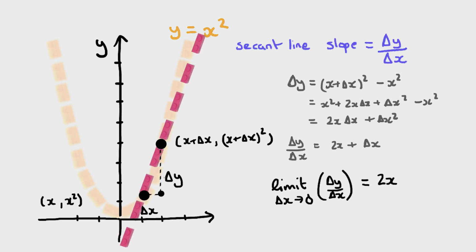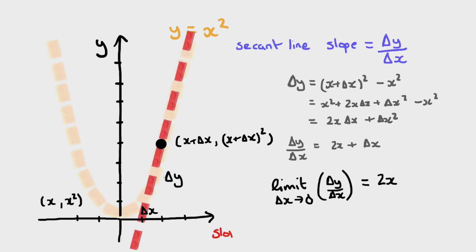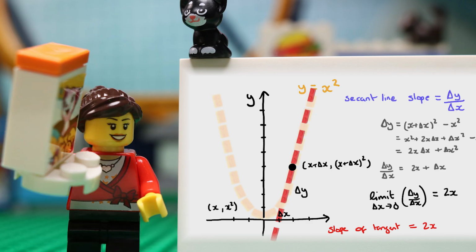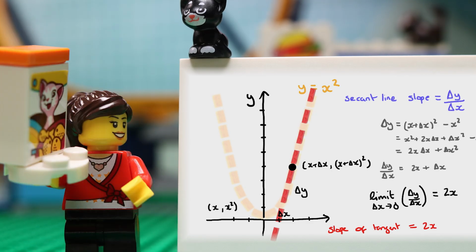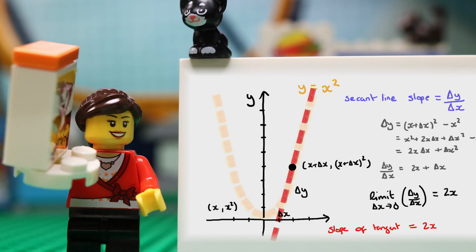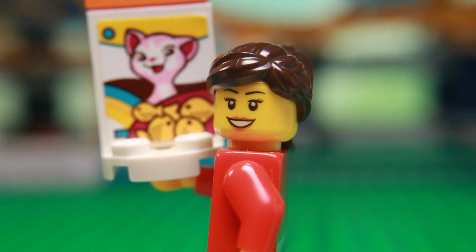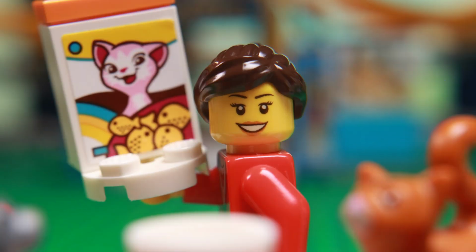So if x is 1, the slope of the tangent is 2, and if x is 2, the slope of the tangent is 4. So we've seen that a tangent is a line that just touches a curve at a point, and that the slope of the tangent is called the derivative of the function and tells us the rate of change of the function at that point.